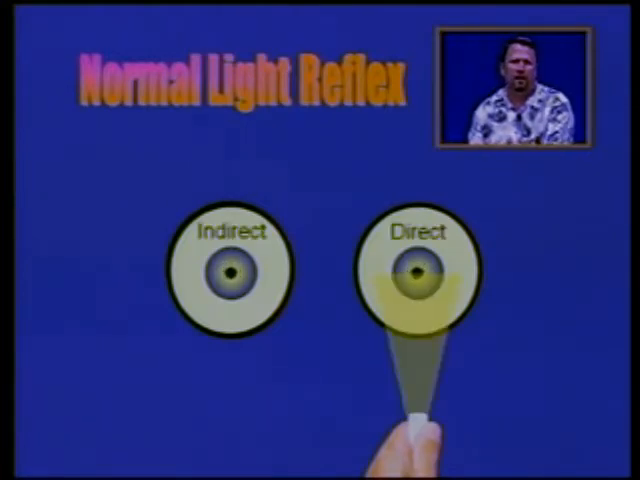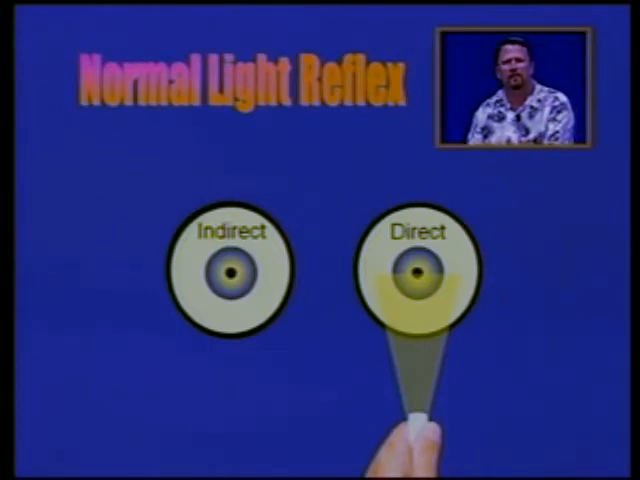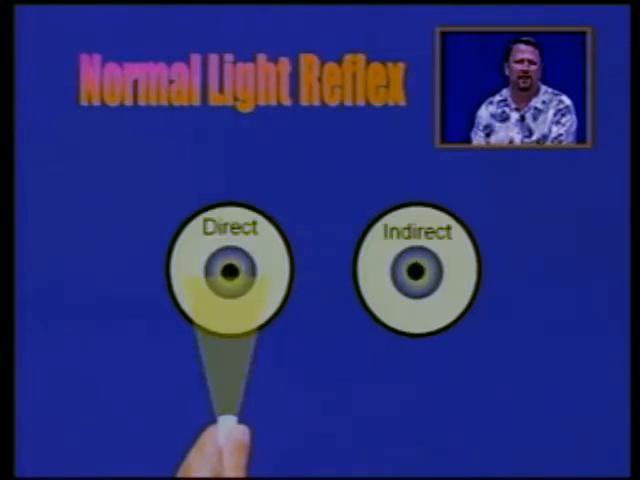This is a normal light reflex. Notice when the light comes on, both pupils are going to respond. The pupil that responds, that's the direct light reflex. And the other pupil is going to constrict as well in response to the light, and that's the indirect or consensual light reflex. And we can move the flashlight to the other eye and see the same thing happen.